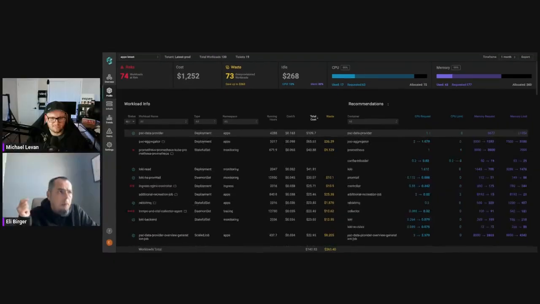By the way, I like the waste aspect. I feel like I've looked at a lot of different tools in this space, and I think PerfectScale is the first one that categorizes it as waste. It's a fun word that really pops out at you, and you're like, wait, what?